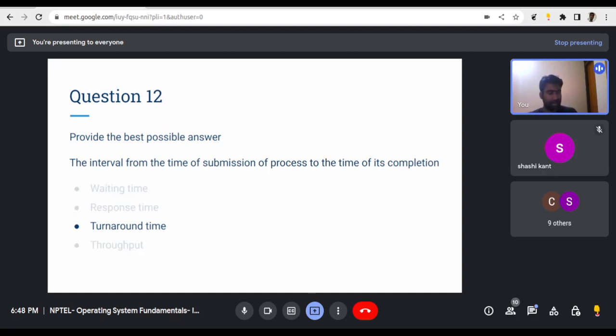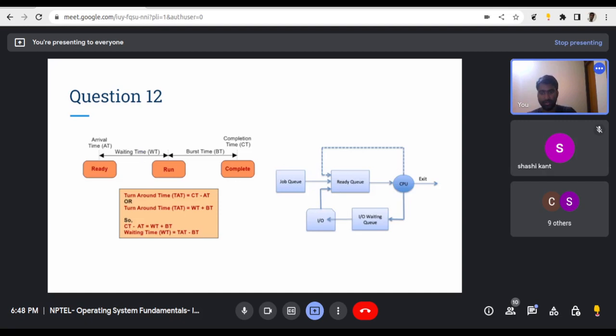Yes, turnaround time is the correct option. This is the relation between the times that are related to the CPU. A process, once it is scheduled, once it is picked up by the long-term scheduler, is in the ready queue. That represents its arrival time.